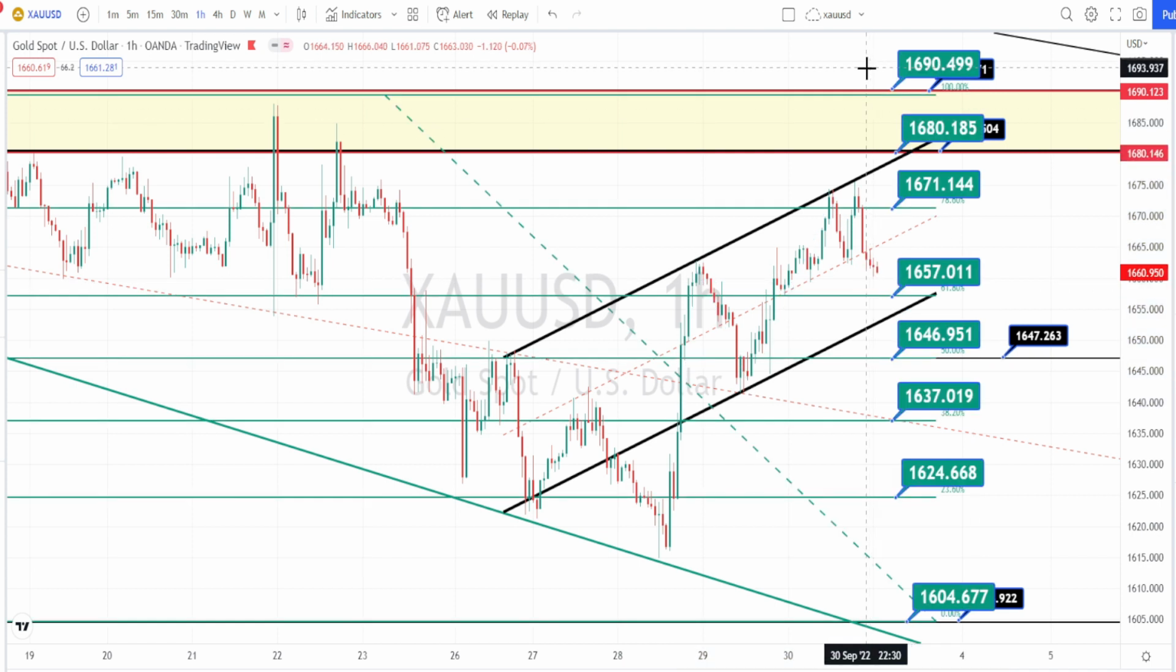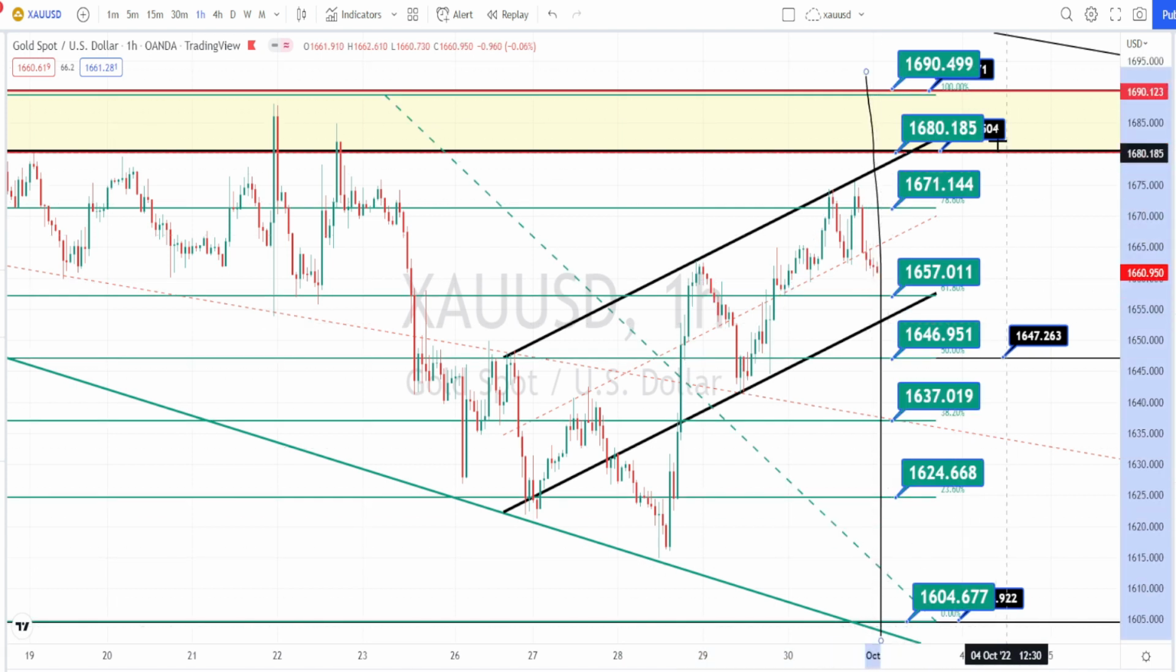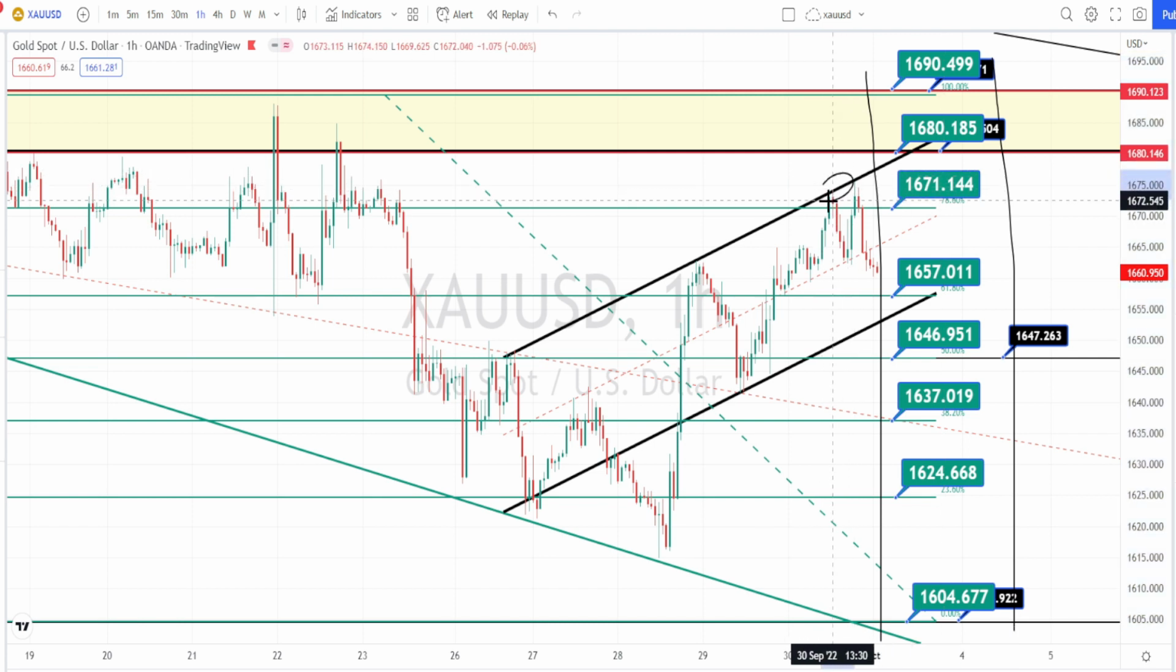So the values within these green color boxes are the resistance and support levels for current price action in hourly time frame. Currently the price action has bounced back from the resistance line from the bullish channel pattern, and it is on a bearish side retracement. So wait for the price action to break this support level of 1646, based on which you can continue trading on a bearish side trend.